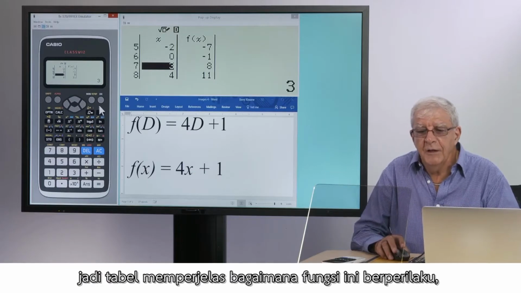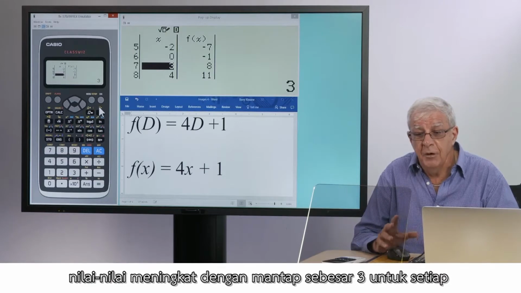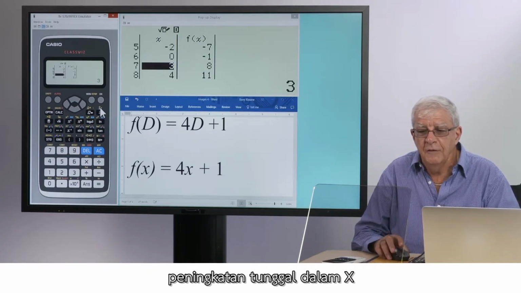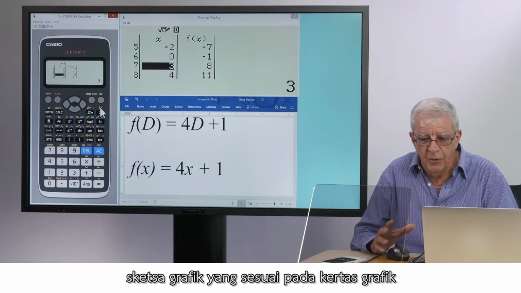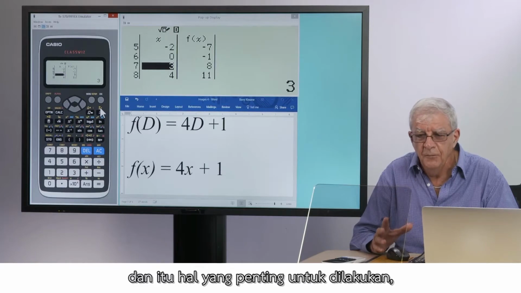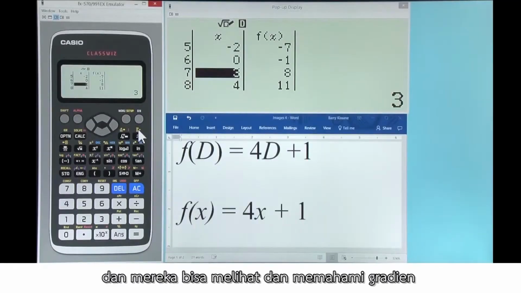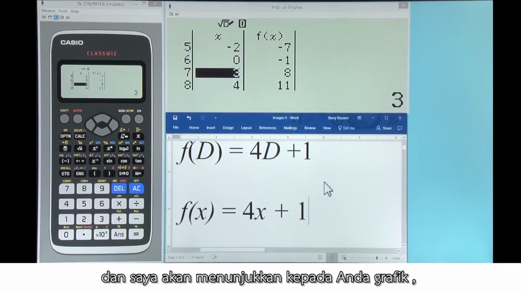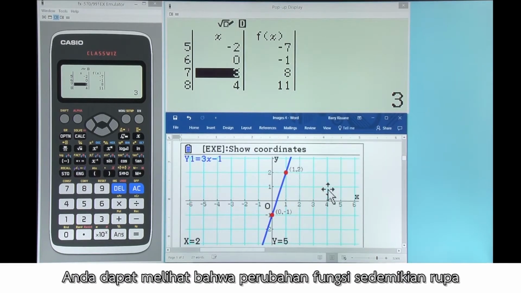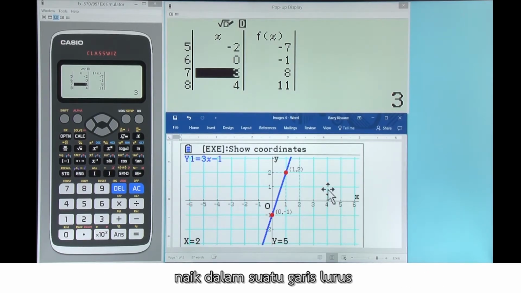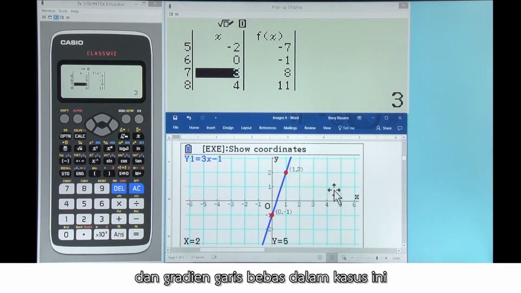So the table makes it clear how this function behaves. Values increase steadily by 3 for every single increase in x. The students could use a table like this to sketch a suitable graph on graph paper, and that's an important thing to do, and they could see and understand the gradient. I'll show you a graph here, not on graph paper but drawn on a Casio calculator. You can see that the changes of the function are such that it's going up in a straight line, and the gradient of the line is 3 in this particular case.